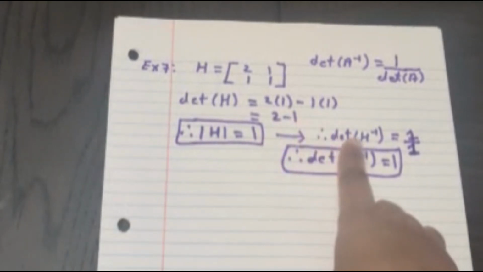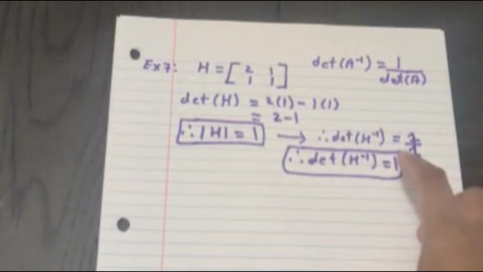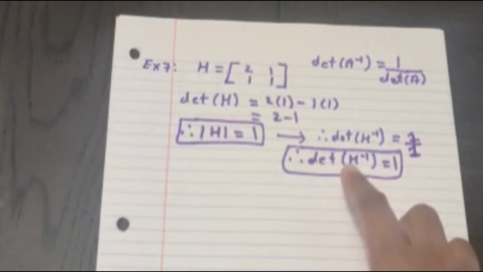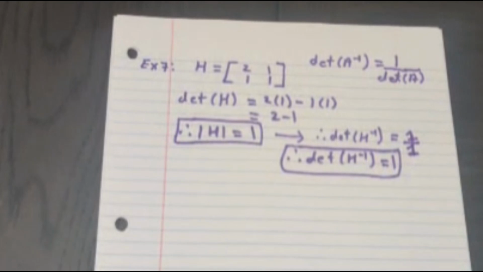And so now to find the determinant of H inverse, all we need to do is do 1 over the determinant of H. So here we have 1 over 1, which tells us that the determinant of H inverse will also be 1. Now here in this example, this was a very simple way to do it, because first of all, it was a 2 by 2 matrix, and also the determinant came out to be 1, so there weren't any other numbers, but this is the way to find the determinant of an inverse of a matrix.